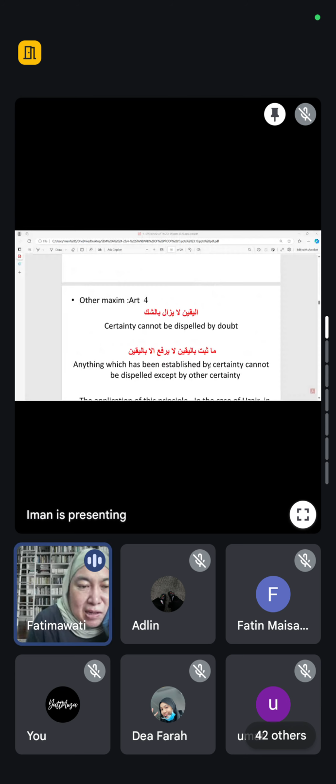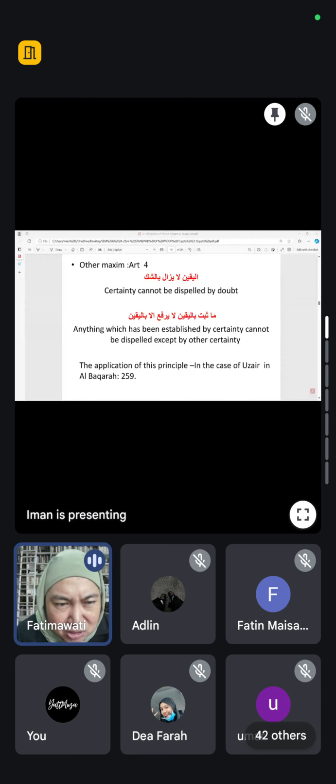Okay. So Article 4, al-yakin la yazilu bi-shak. Certainty cannot be dispelled by doubt. We have another one which says anything which has been established by certainty cannot be dispelled except by other certainty. Macam tadi tu lah. Okay, then we have the story of Uzai dekat surah Al-Baqarah. So let's look at surah Al-Baqarah 259.